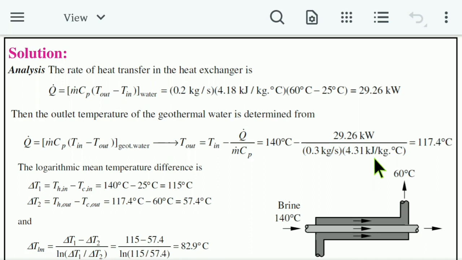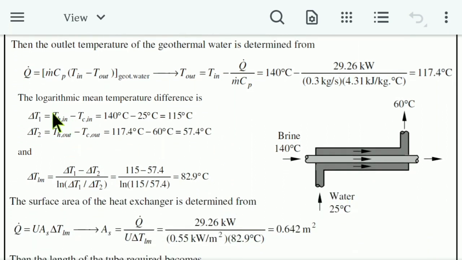So now we have four values, and from this we can determine the logarithmic mean temperature difference for hot and cold fluid. So del T1 is equal to Th in minus Tc in, that means 140 degrees Celsius minus 25 degrees Celsius, that means 115 degrees Celsius. And del T2 is equal to Th out minus Tc out is equal to 117.4 degrees Celsius minus 60 degrees Celsius. So del T1 is equal to 115 degrees Celsius and del T2 is equal to 57.4 degrees Celsius.